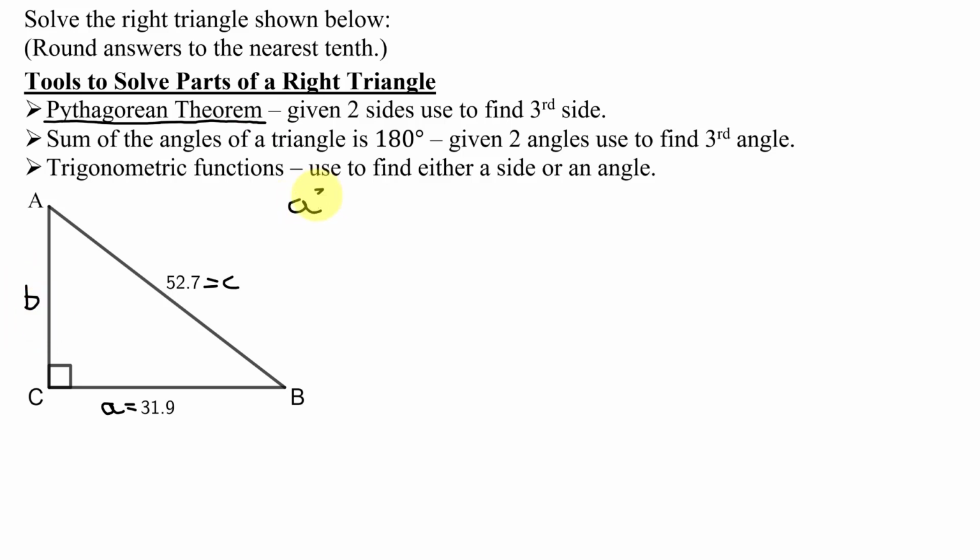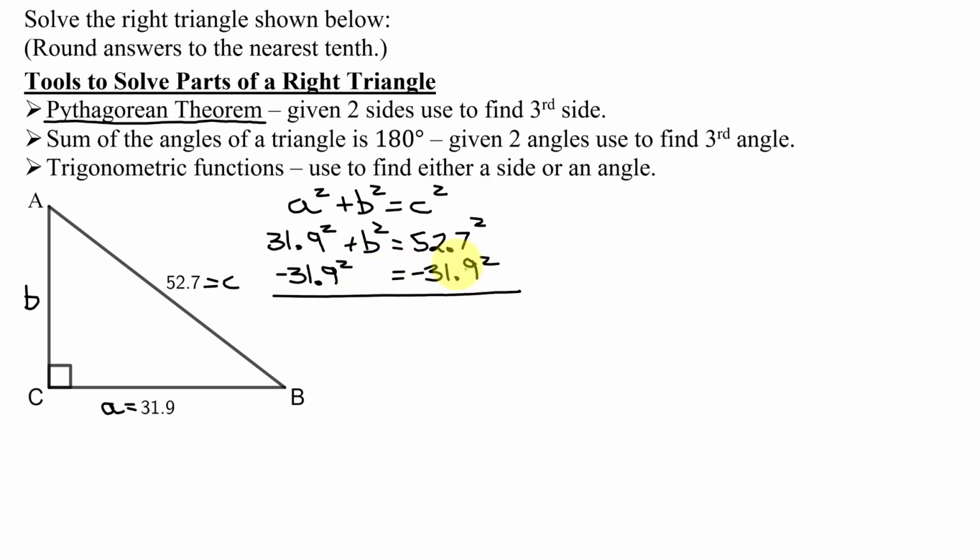So remember, the Pythagorean theorem says a squared plus b squared equals c squared. A is 31.9, so I have 31.9 squared plus b squared equals c squared, which is 52.7 squared. Now, to get the b squared by itself, I'm going to have to subtract 31.9 squared from both sides of this equation. So I get b squared equals, now I need to get my calculator.